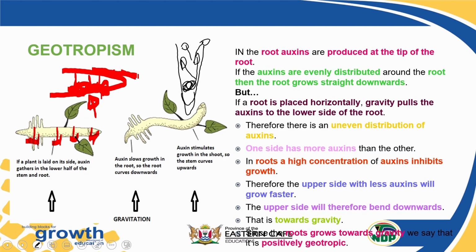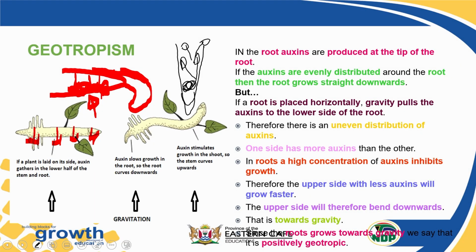As the root is growing from this side and not growing on this side, it causes a bending reaction of this root to grow downwards, because now the side that is growing is the upper side, not the lower side. So we must understand, learners, that in roots, auxins have an opposite function. They inhibit what?